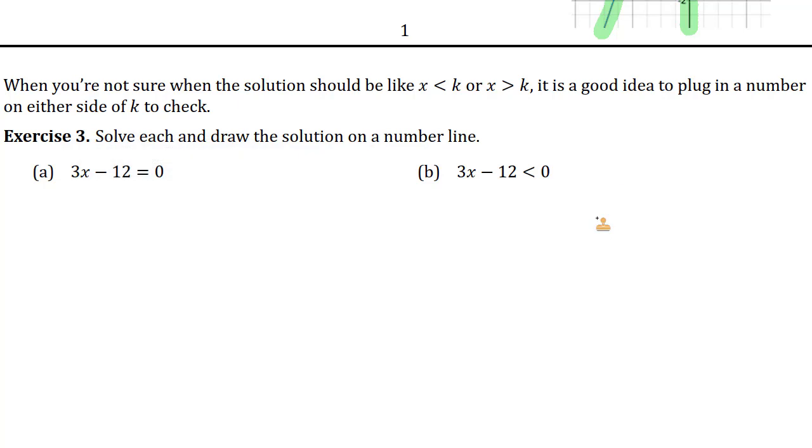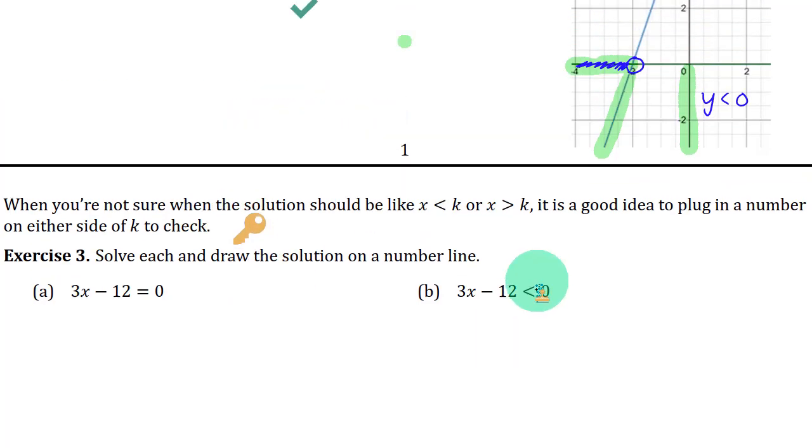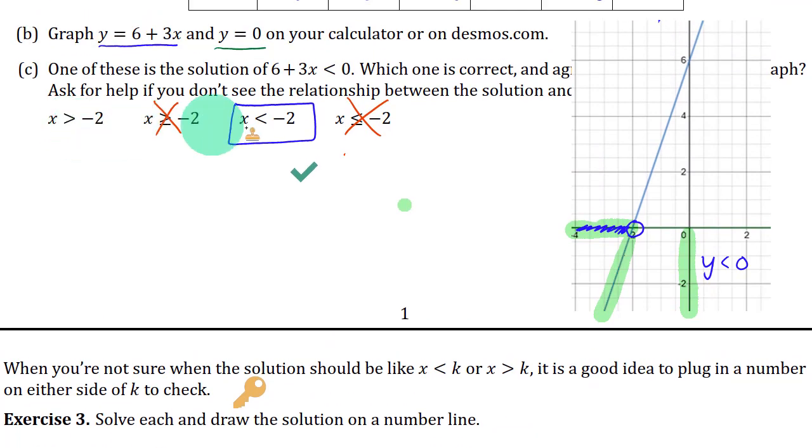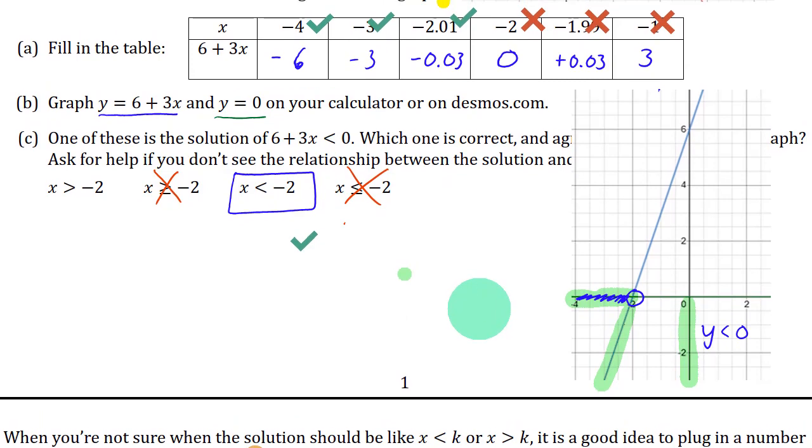All right, so let's look at a few more exercises, but first I want to talk real quickly about this key idea here. Wait, that's not a key. There, that's the key. This is an important idea. When you're not sure whether the solution should be one direction or the other, like with these previous examples, it's a good idea to plug in some numbers. And you could just plug in one number as long as you're pretty confident you're doing the arithmetic right.